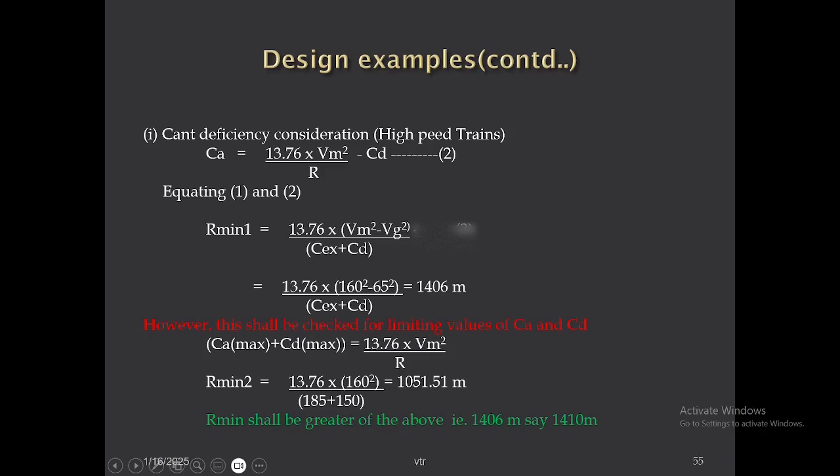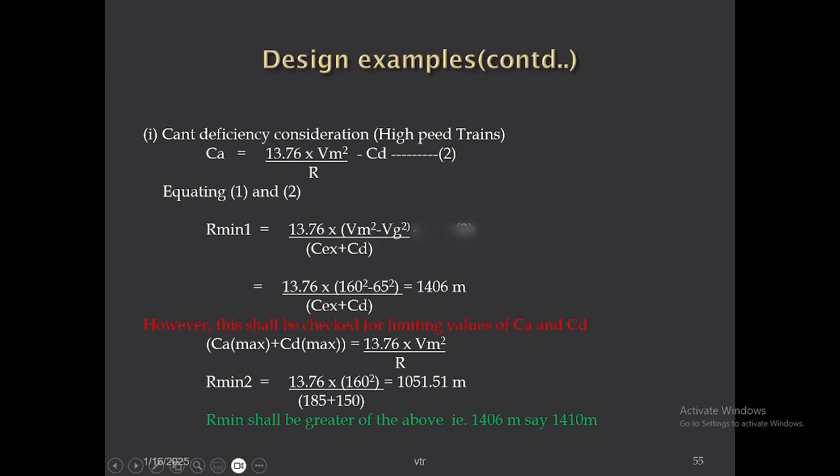The second one is based on the cant deficiency consideration. So equating both, we can find out the R. Already we know 13.76 is a constant. Vm is given, it is 160 kmph in this case, and the goods train speed is 65 kmph.